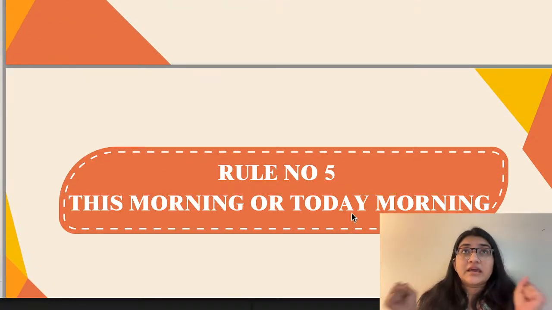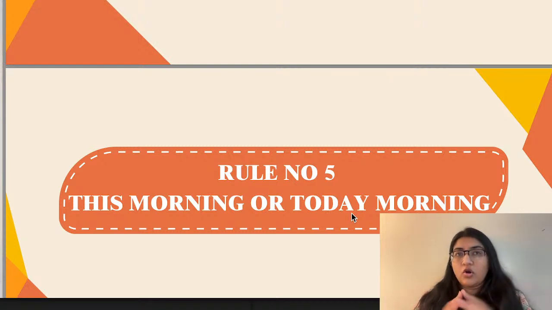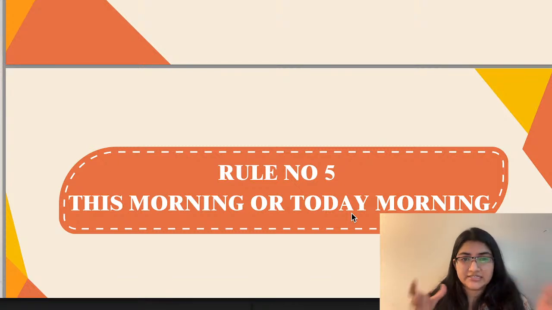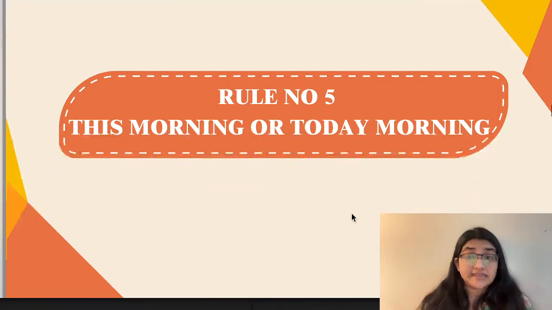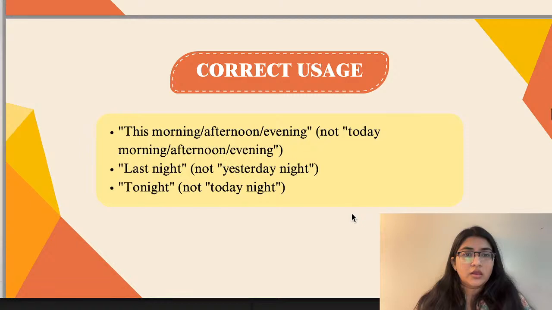Now, this is something that I've actually talked about a lot. I've been correcting a lot of people on the same. I've seen people using today morning, which is incorrect. And the correct usage of this phrase is this morning and not today morning. Let's see how. So, this morning, this afternoon or this evening is what you're supposed to use. Now, today morning, today afternoon and today evening is incorrect.